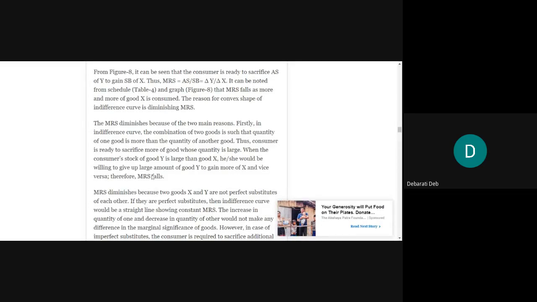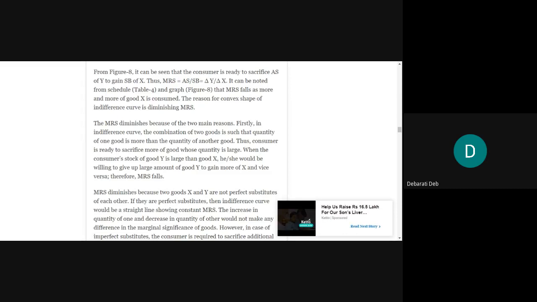When the consumer's stock of good Y is larger than good X, he or she would be willing to give up a large amount of good Y to gain more of X, and vice versa. Isn't it? If one of the goods' quantity is more, you will be ready to sacrifice that quantity. And what will you do? You will go on increasing the one which has got lesser quantity. This is implied. And it will happen vice versa.